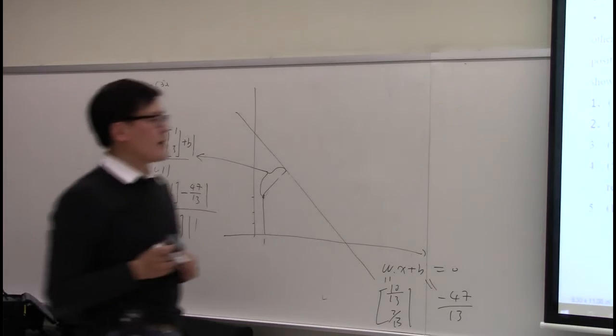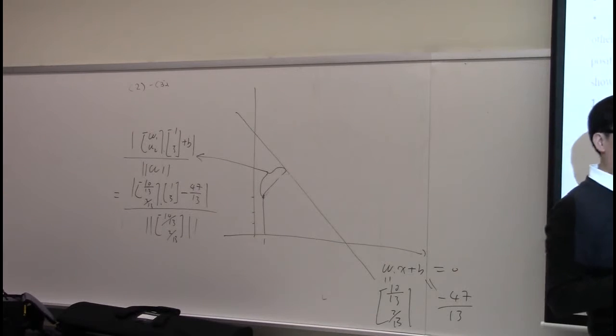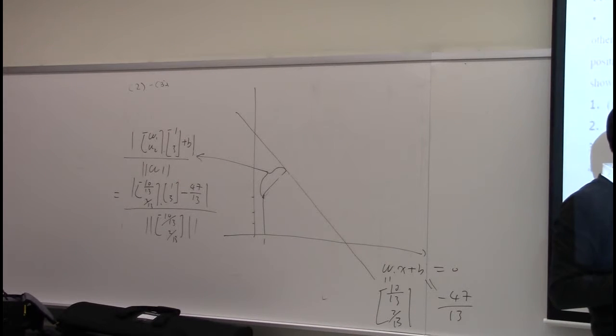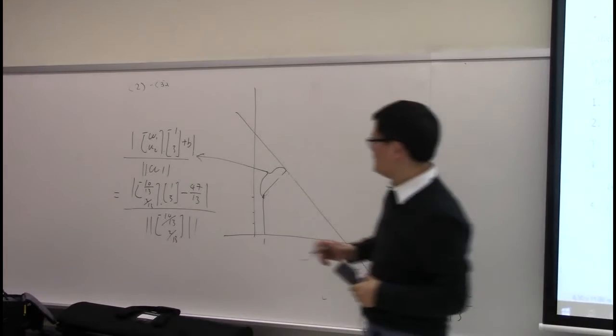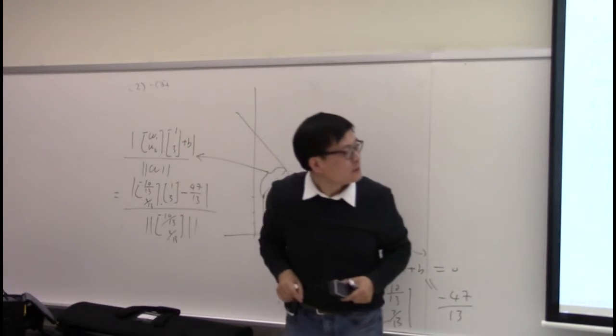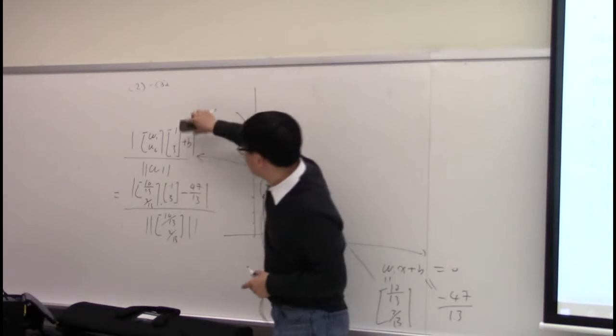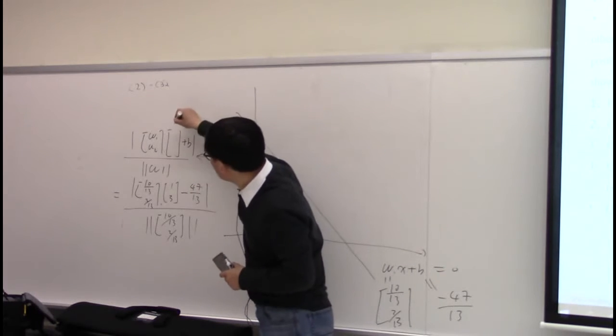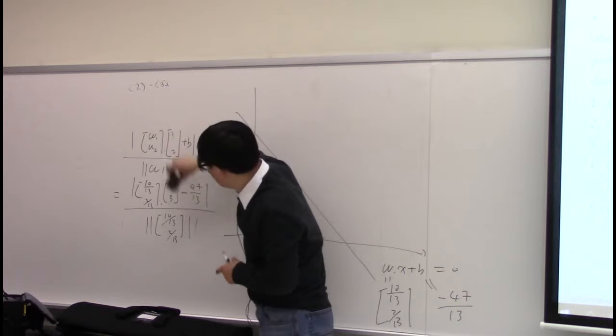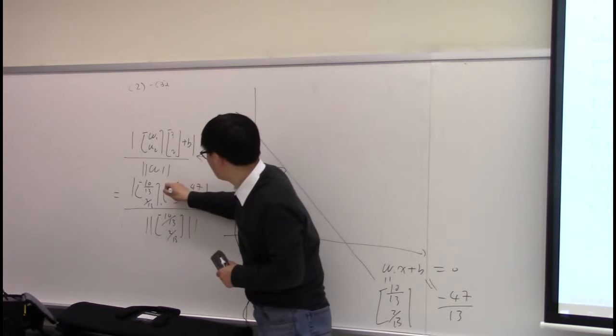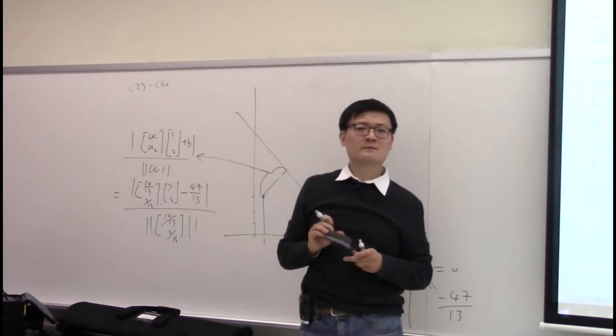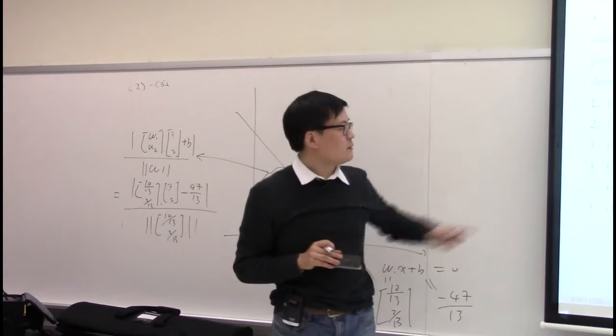And then how to calculate the distance of this point to the separating line? You just replace 1, 3 with 3, 2, right? 3, 2. We finish, right? Okay?